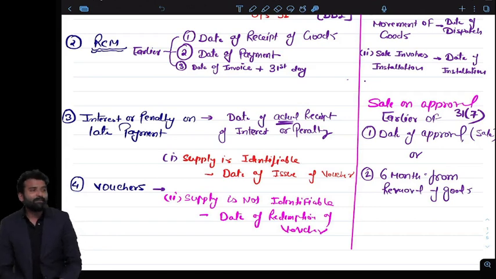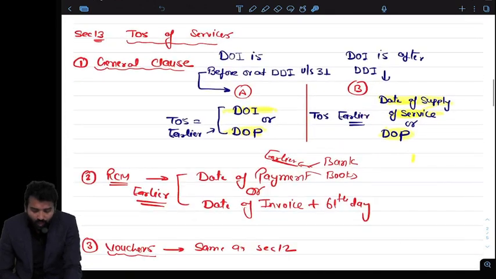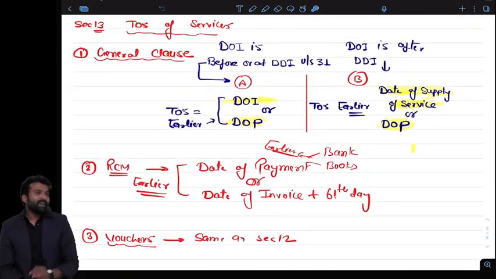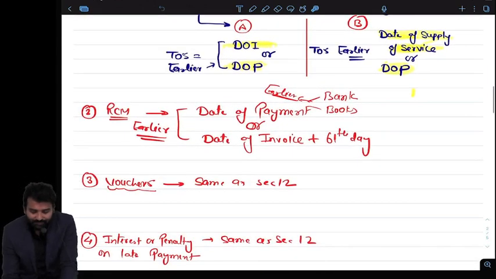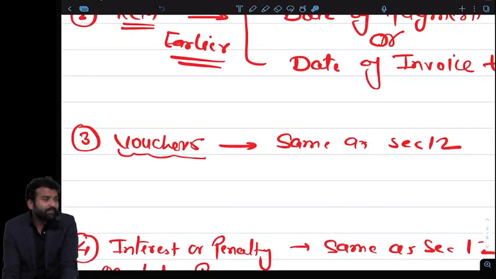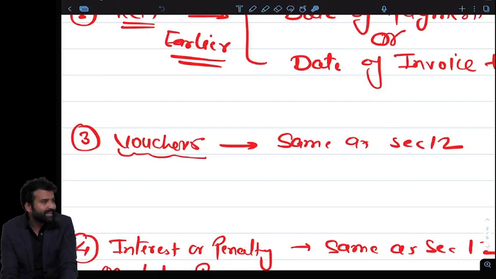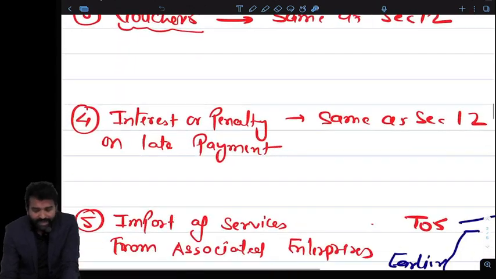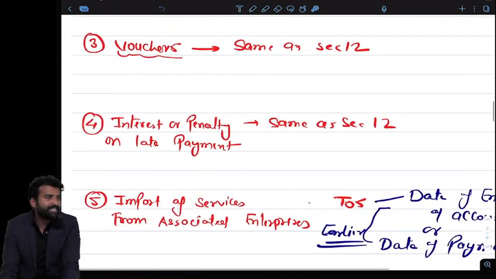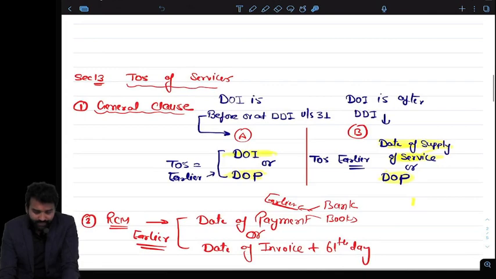Now, what about time of supply of services, sir? This was about section 12, time of supply of goods. What about time of supply of services? In time of supply of services, voucher is exactly the same as section 12. So even if the voucher is regarding services, the same clause will be applicable. Identifiable, then issue of voucher. Not identifiable, then redemption of voucher. Interest or penalty, same. If I am receiving the interest later, I will be paying the tax on that interest later only. The main point is regarding the general clause.